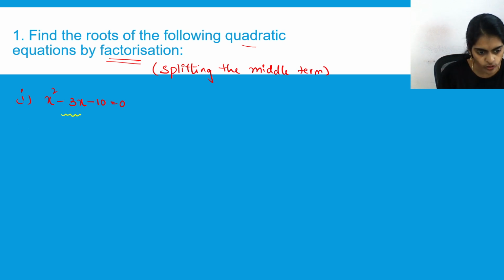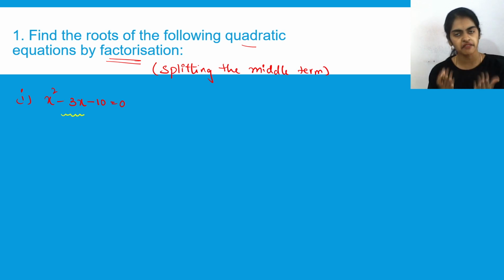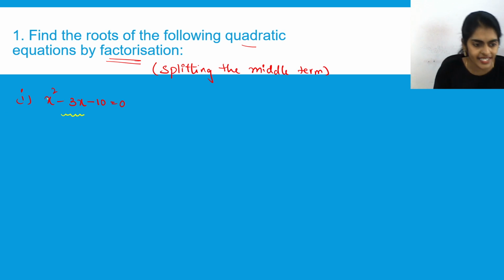So here, as I told you, you are going to split the middle term. How will we split the middle term? You will take the product of x square coefficient and the constant. Here x square has no coefficient, which means coefficient is 1. So 1 into minus 10. X square coefficient is 1 and constant is minus 10. 1 into minus 10 is minus 10.